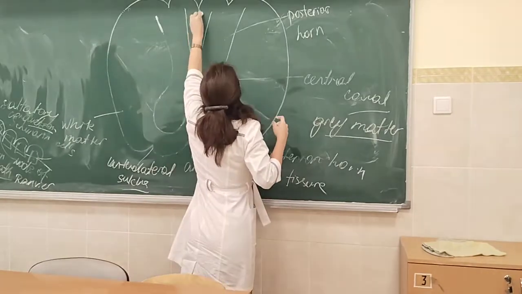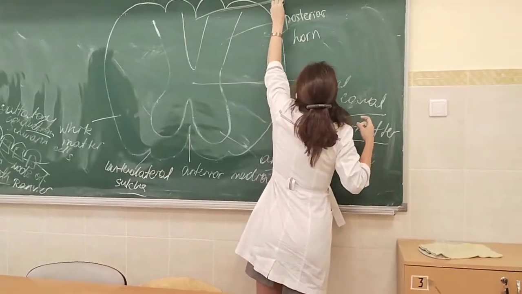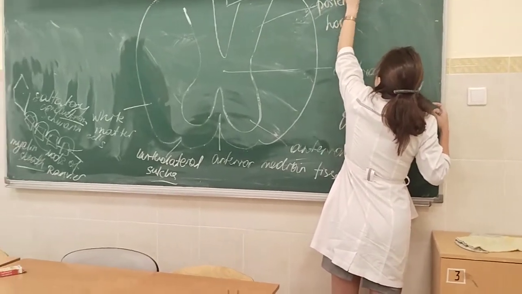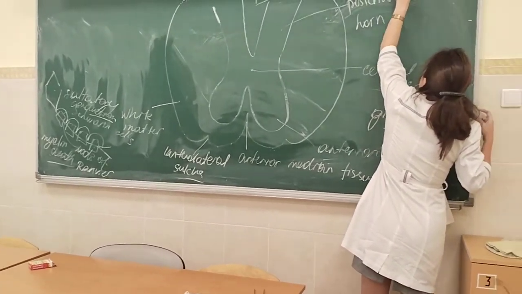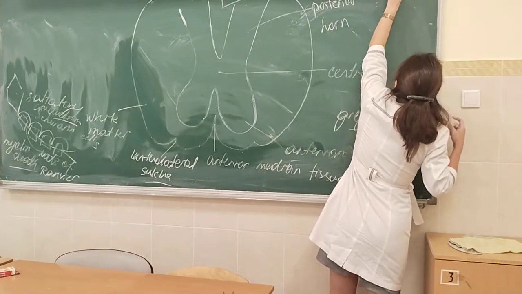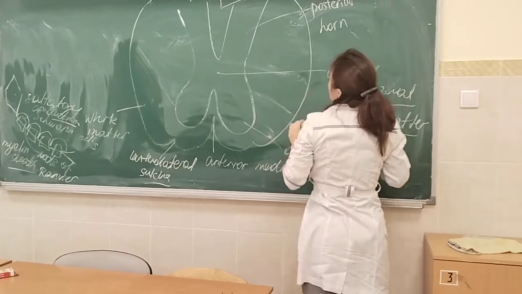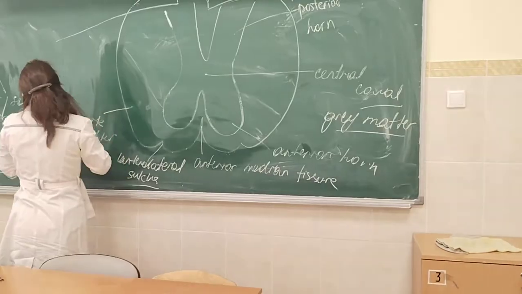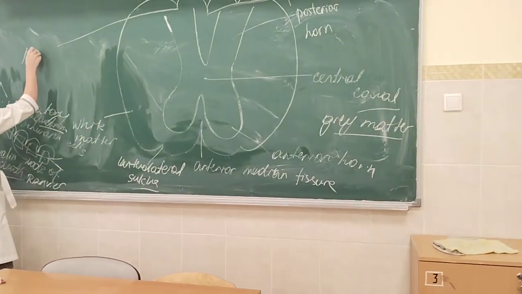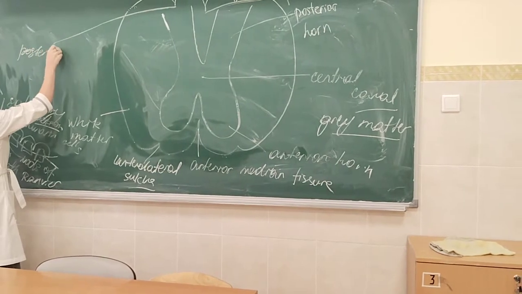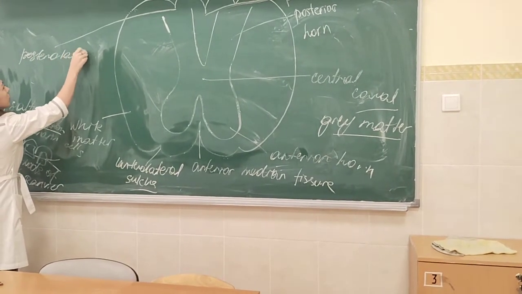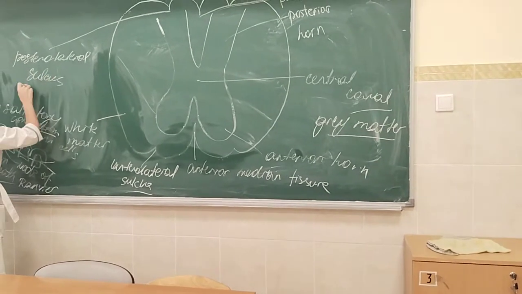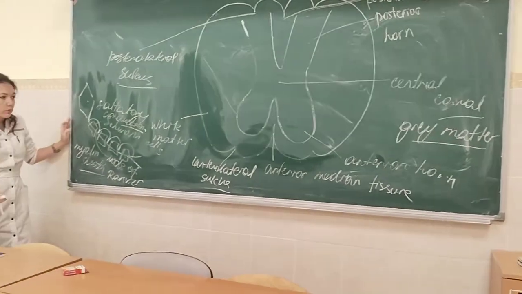Posteriorly, in the middle, there is the posterior median sulcus. And to the right and to the left from it, there is the posterolateral sulcus. Place of exit of dorsal roots from the spinal cord.